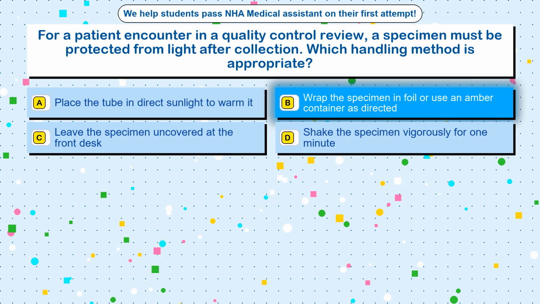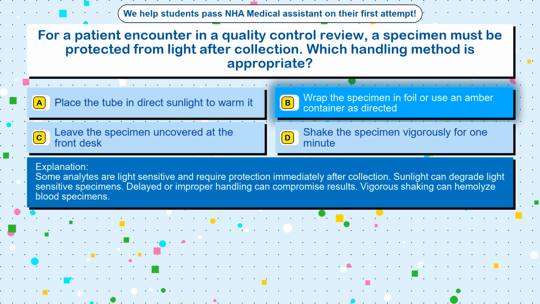The correct answer is option B, wrap the specimen in foil or use an amber container as directed. Some analytes are light sensitive and require protection immediately after collection. Sunlight can degrade light-sensitive specimens. Delayed or improper handling can compromise results. Vigorous shaking can hemolyze blood specimens.